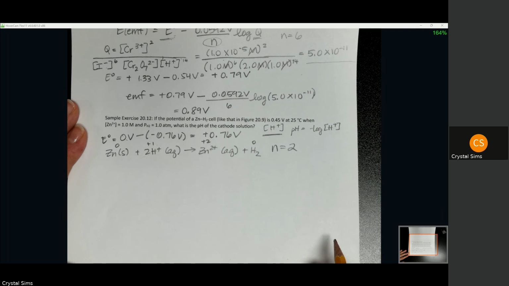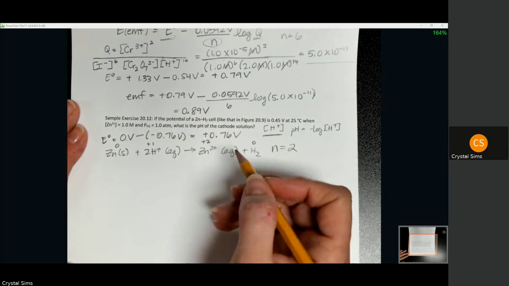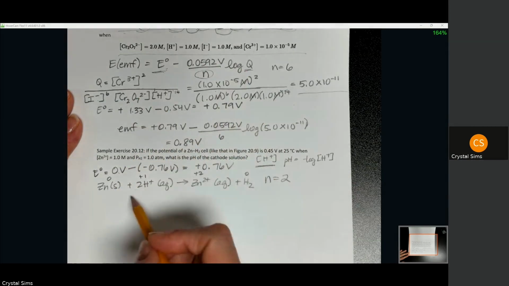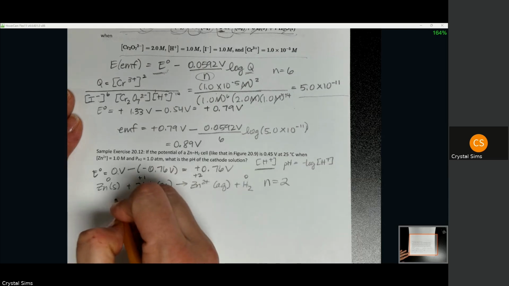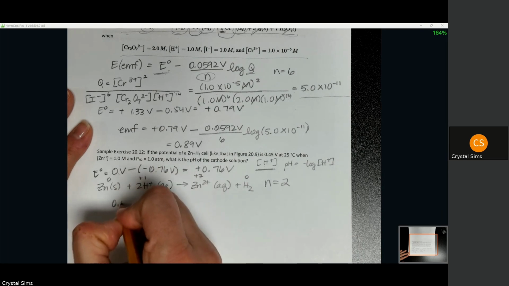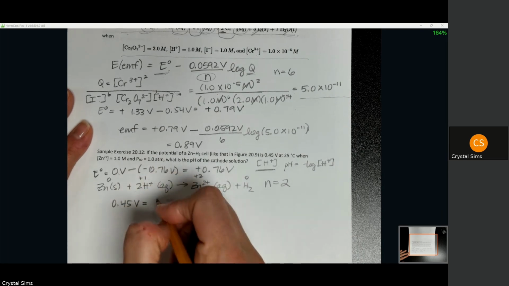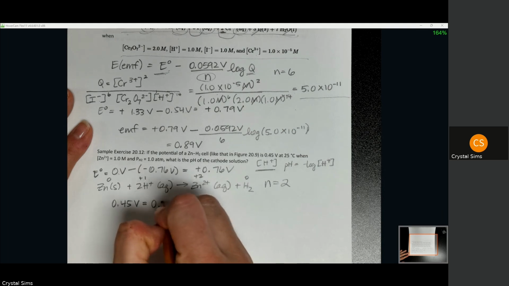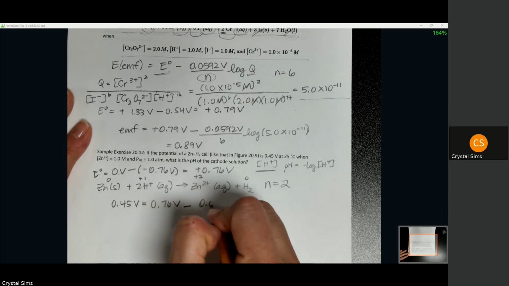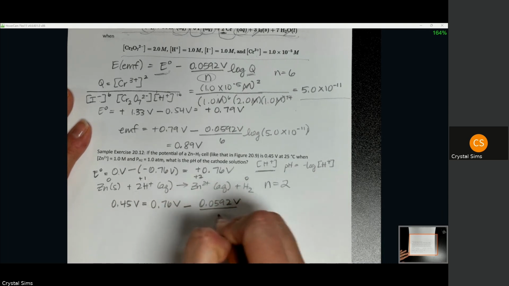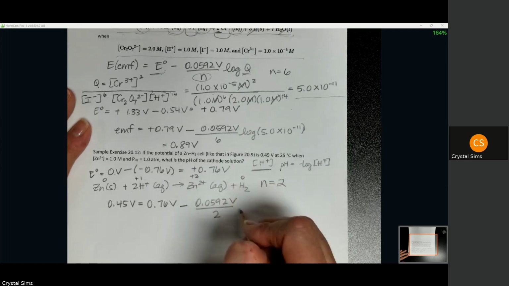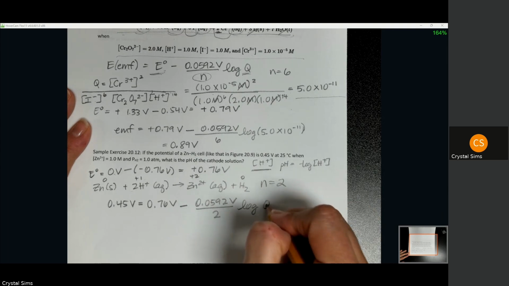So I plug into my Nernst equation, that's right up here. They gave me the EMF, and that is 0.45 volts is equal to, I solved for my standard, that was 0.76 volts, minus 0.0592 volts divided by 2, because that's my N, my number of electrons that were transferred, times log Q.